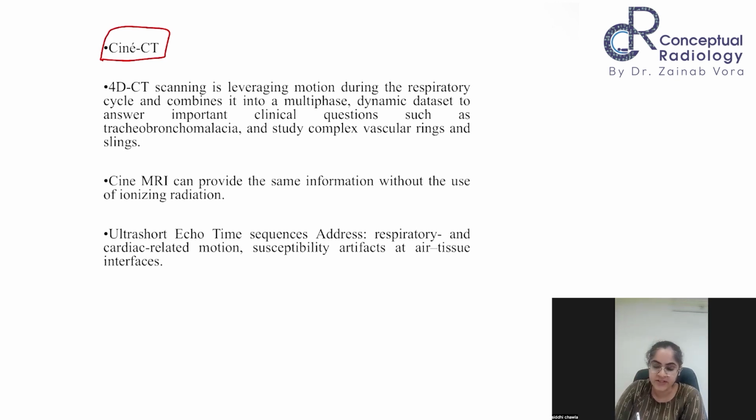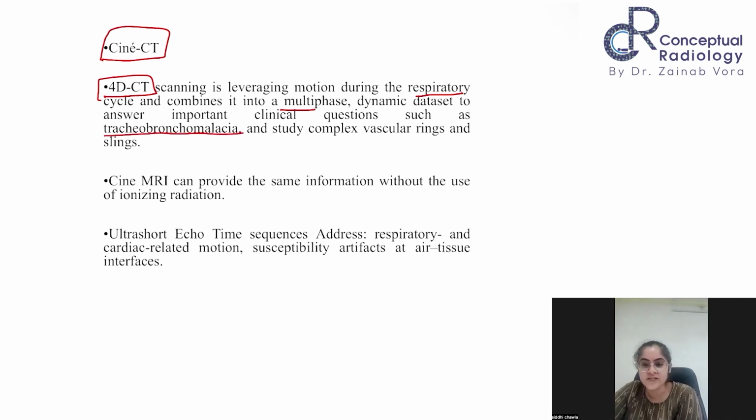Along with it, 4D CT scanning can also be done. The 3D CT is the normal usual CT that we do. The fourth dimension is actually the time. So again, we use the respiratory and the cardiac motion, and we use a multiphasic acquisition, so that we can answer the clinical questions regarding tracheobronchomalacia.